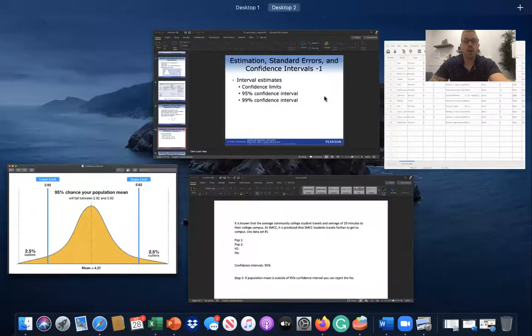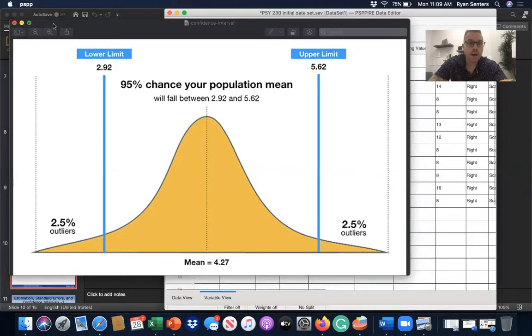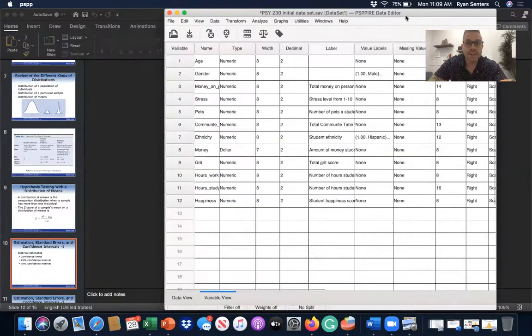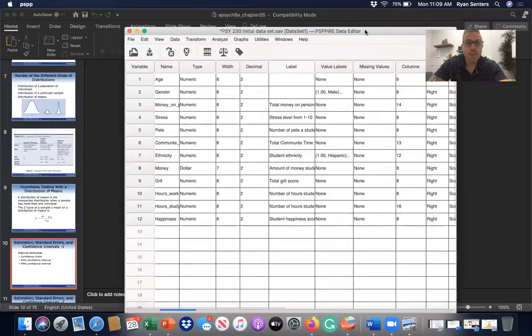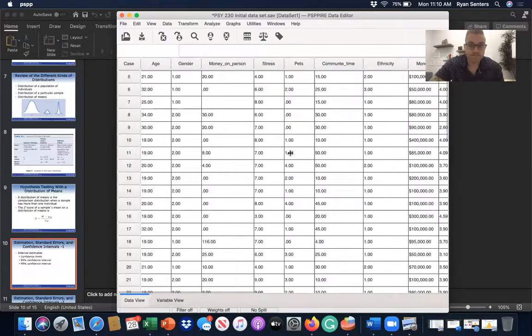In class today, you're going to work with a data set. If you open the data set, you're going to notice that there are pre-populated variables that you're going to get to work with. And if you go to the data view, you can view them from here.